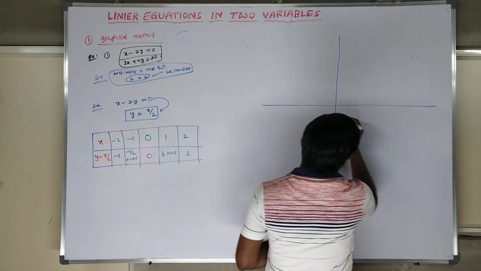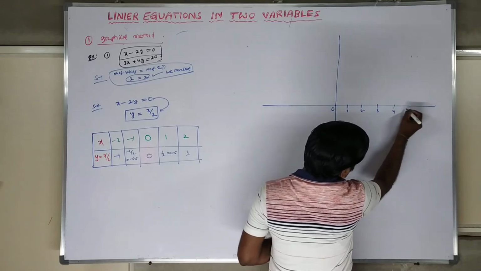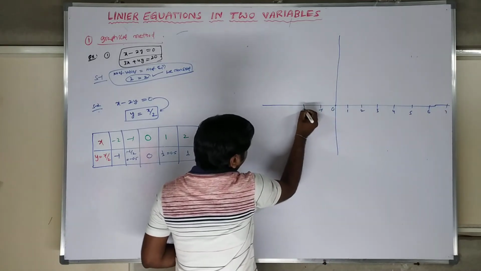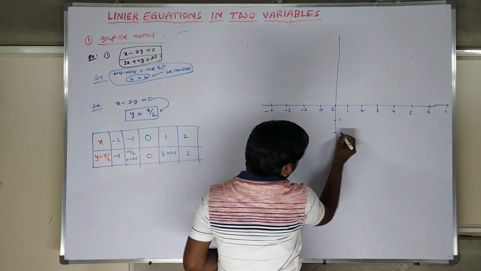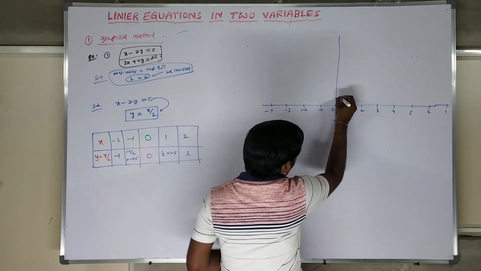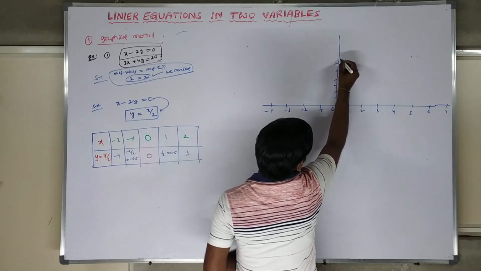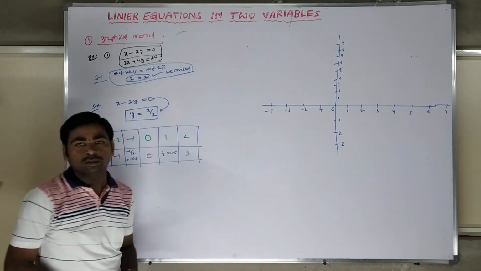The graph, I think, is very clear here. Origin, 1, 2, 3, 4, 5, 6, 7, minus 1, minus 2, minus 3, minus 4. 1, minus 1, minus 2, minus 3; here it is minus 1, minus 2, minus 3, minus 4, minus 5, minus 6, minus 7, minus 8, minus 9. This is the graph I drew.